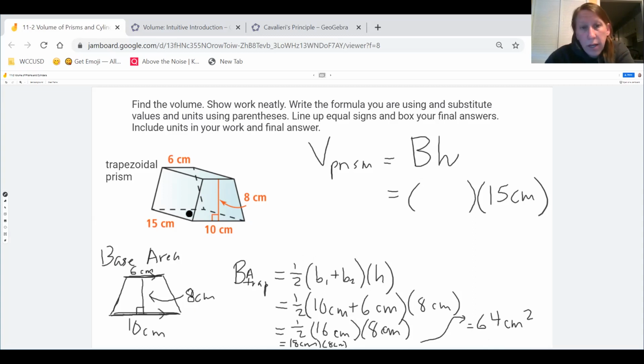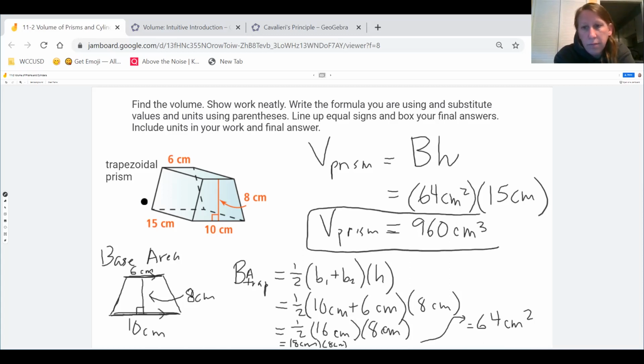Okay, how many layers do I have? I have 15 layers of those. So I'm going to take my 64 centimeters squared, the area of the base, the number of squares that fit in the base, and multiply it by 15. So 64 times 15 is 960. 960 what? 960 little teeny tiny cubes would fit inside of that prism. Some might have to be cut. All right, that is how those work.